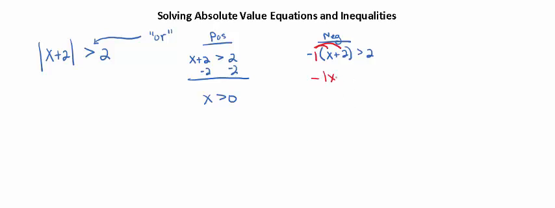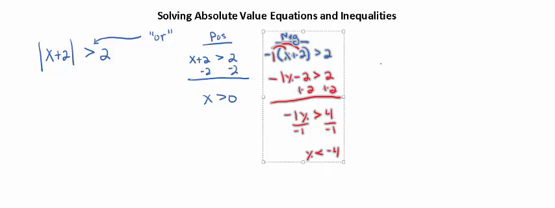Let's get negative 1x minus 2 is greater than 2. Add 2 to both sides. And so what you have is negative 1x is greater than 4. If we divide by negative 1, be very, very careful here. When you multiply or divide by a negative number, you switch the direction of the inequality symbol.